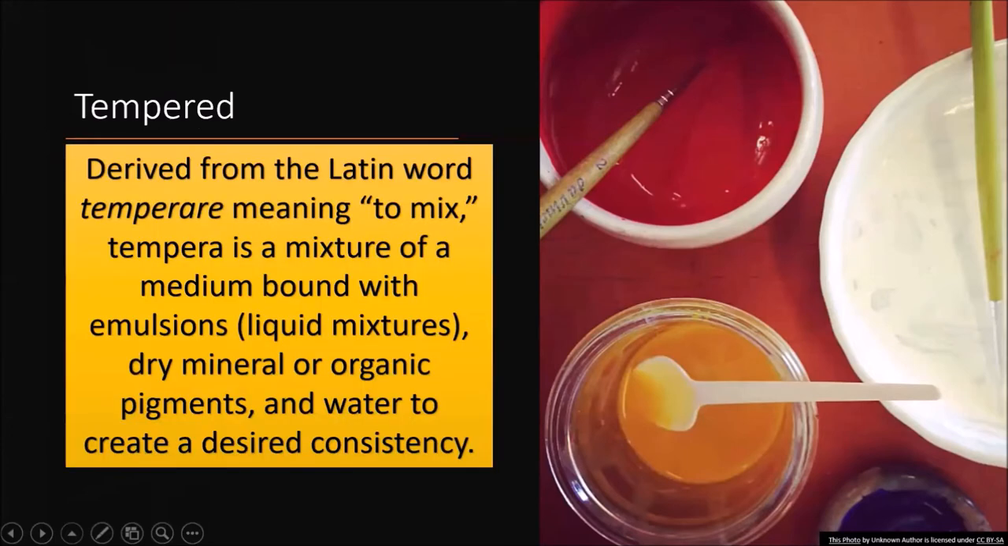Tempera is a mixture of medium bound with emulsions, liquid mixtures, dry mineral or organic pigment, and water to create a desired consistency. Here I would like to mention, I'm not very sure, but I read somewhere that the earliest kind of tempera, I think they used to mix oil and water also. The emulsion they used was of oil and water.